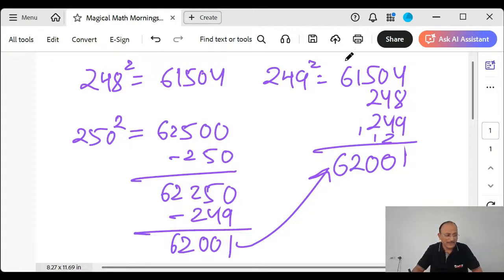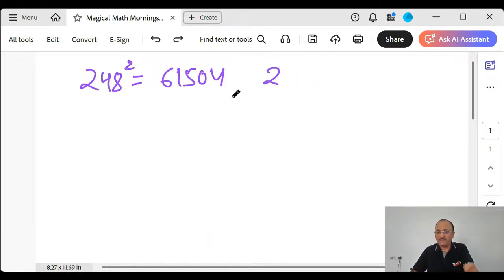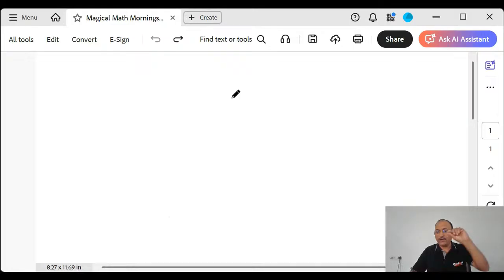Correct? Will you people try some numbers now? The simple trick is, if you want to find the square of a predecessor, what do you do? From the known square, you subtract that number and you subtract its predecessor. Two steps. If you want to find the successor, what do you do? From the known square, you add that number and you add the successor.